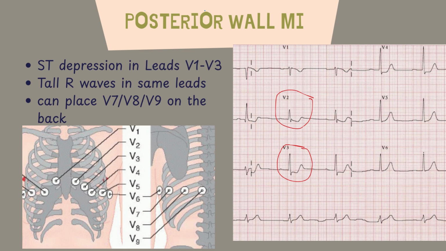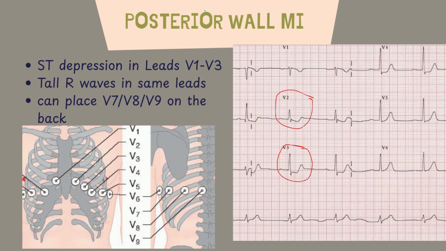Now, let's talk about the one that hides in plain sight. The posterior wall of the heart isn't directly visible in a standard EKG. So if there's an infarct back there, it shows up like a mirror image in the front leads, especially V1 and V3. So this is what we look for. If we see ST depression in V1 and V3, especially with tall R waves in the same leads, then we're suspicious of a posterior wall MI. And if you are suspicious, you can confirm it by placing posterior leads, where you stick V7, V8, V9 on the back of the patient. And if you see more than 0.5 millimeter of ST elevation, that's a posterior STEMI.